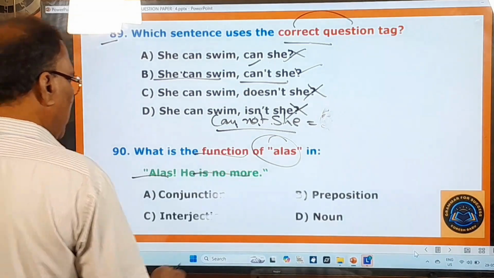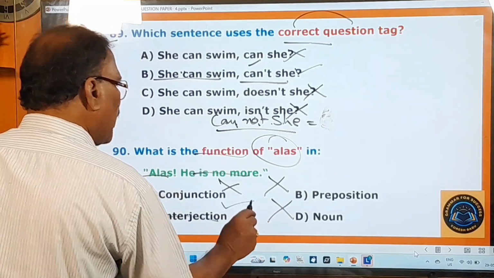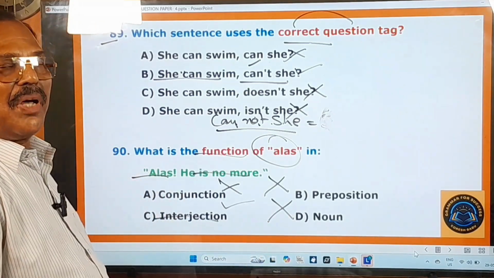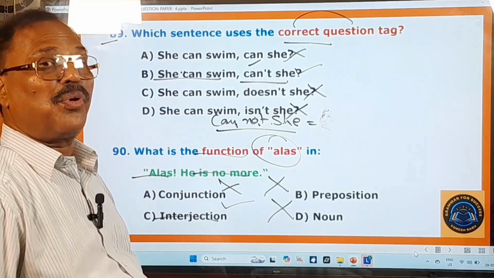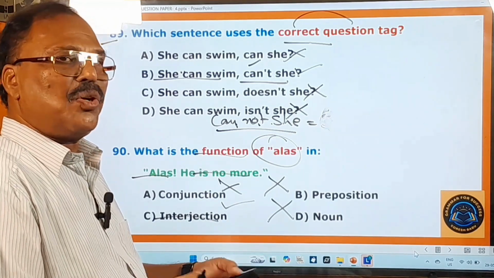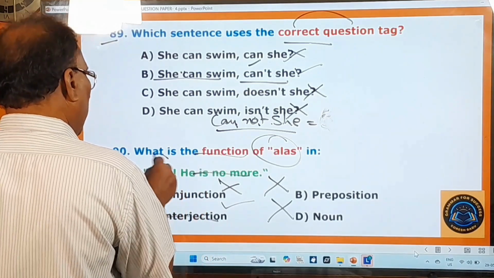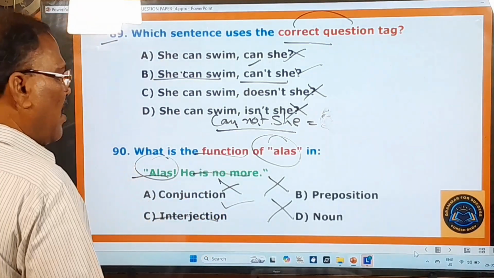And here you pay attention. It is not a conjunction, it is not a preposition, it is not a noun, but it is an interjection. Alas, bravo, hurrah, oh, ah, there are so many interjections. This is nothing but an interjection. So here this is only your answer and all others are wrong.